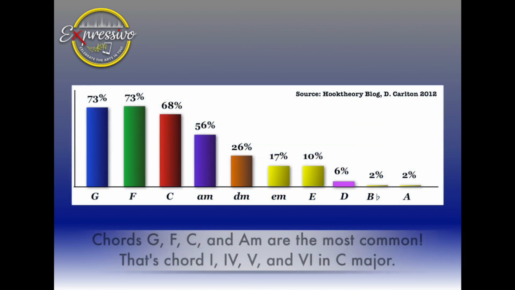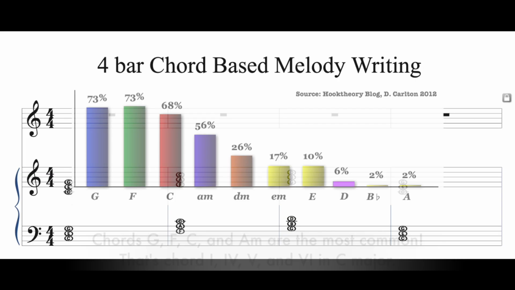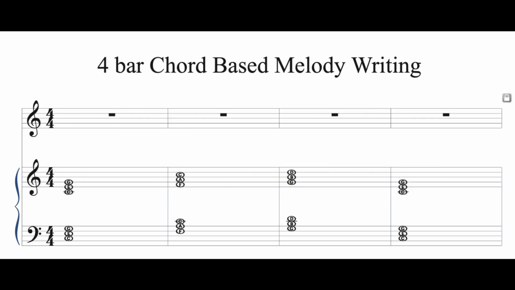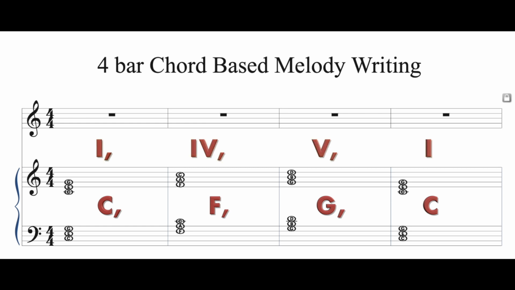There are 4 popular chords: G, F, C, and A minor. And that's chord 1, 4, 5, and 6 in C major. That's going to be perfect for today's video. We are going to be looking at those same chords except for A minor. We're just going to stick to something very basic. And this is the template I've created to show you that these are the chords we're going to be using and exploiting for every possible use in chord-based writing.